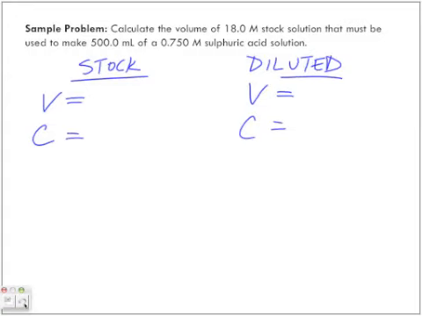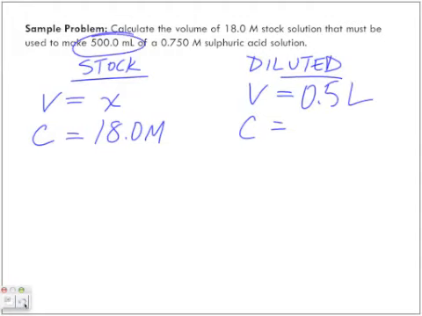The volume of our stock solution, what is it? We don't know, right? So that's our X. The concentration of our stock solution, 18.0 moles per liter. The volume of our diluted, what is the volume of our diluted? 0.5 liters. Okay, so you guys have already converted 500.0 milliliters to 0.5 liters.